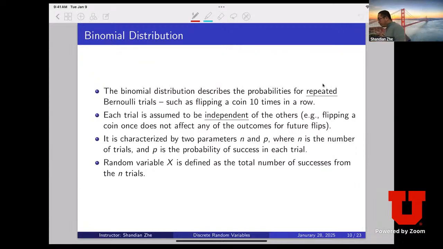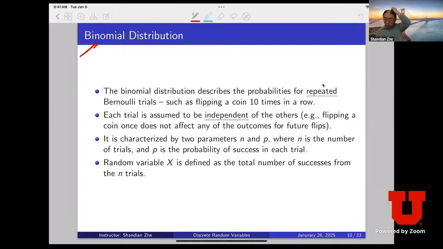But what if you try this multiple times, like flipping a coin, right? And flipping a coin for once, I got say 60% chance of heads up and 40% chance of tails, right? But then what if I just keep flipping the coin for 10 times? Then what is the distribution of the outcomes of the whole 10 times flipping? This extension of Bernoulli distribution is called binomial distribution.